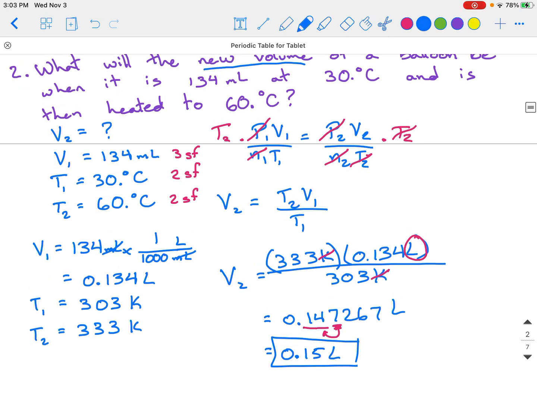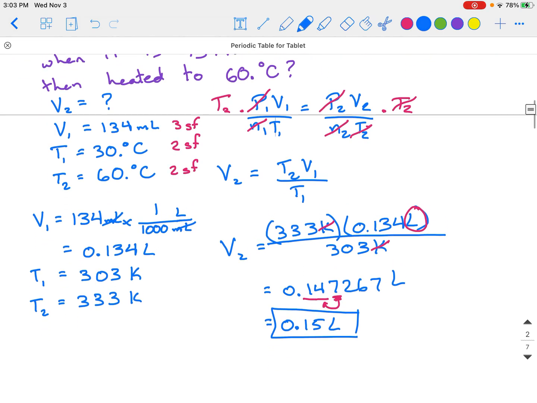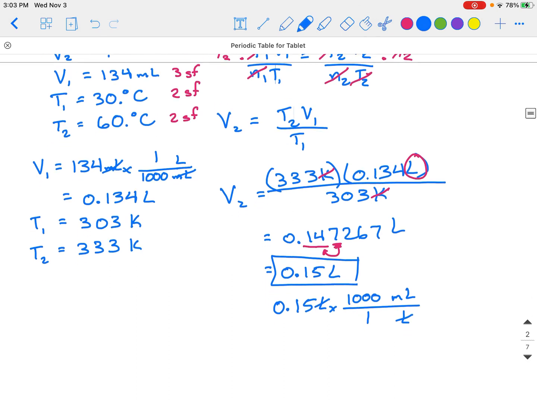If I wanted to do a direct comparison to that 134 milliliters, I might want to convert that back to milliliters, in which case I would put liters on bottom, milliliters up top. For every 1 liter, I have 1,000 milliliters, canceling out my liters. So an additional option for this answer would be 150 milliliters. All right, so that's our warm-up.